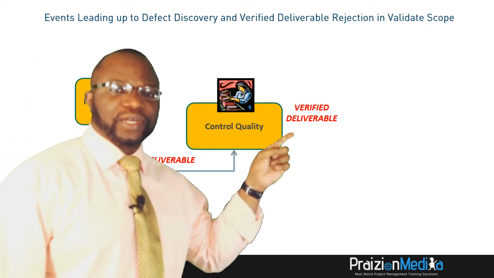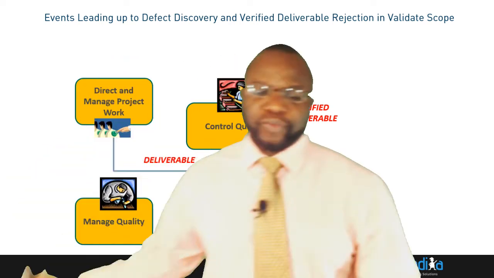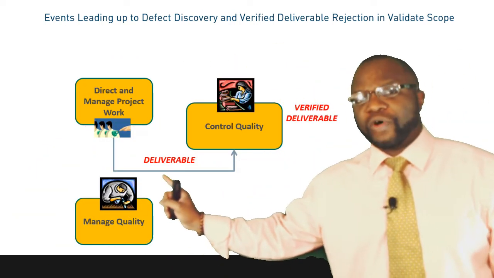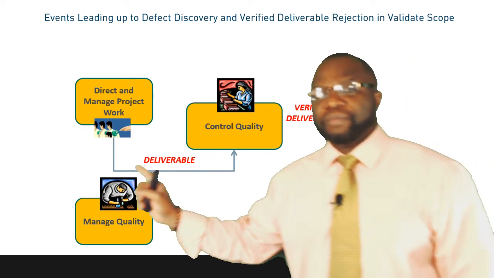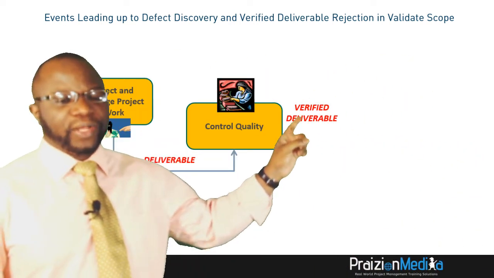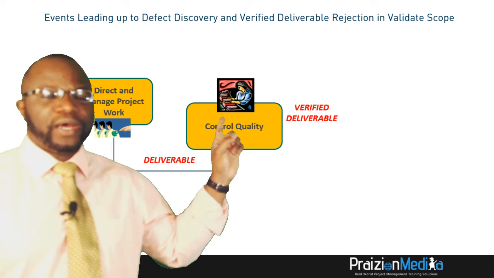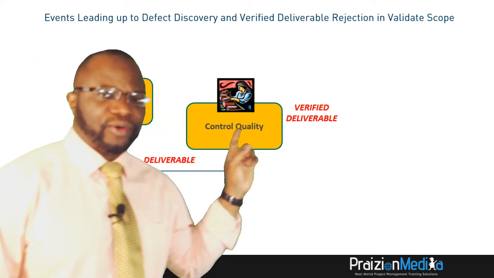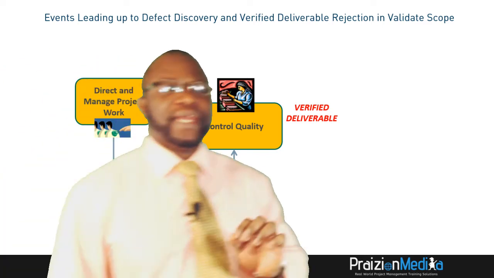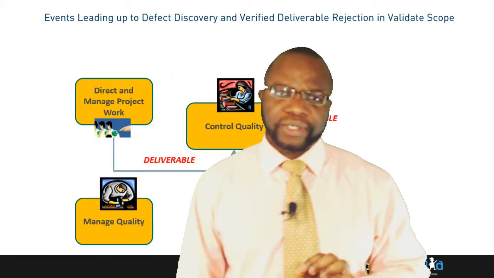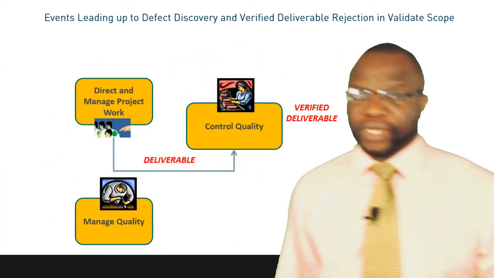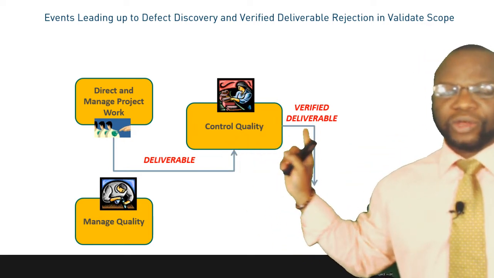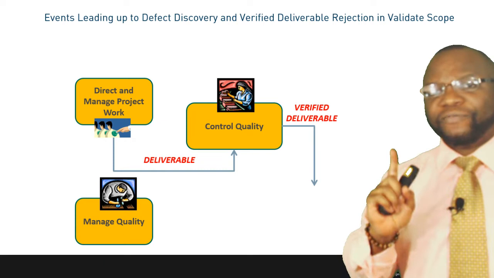It is going to go to the customer, but it signifies that we don't just have a deliverable anymore. A deliverable is the raw form of whatever you've done, unchecked. But when we say verified deliverable, it means it has gone through quality control. So we cannot say it is a verified deliverable until it's gone through quality control, okay? So we get a verified deliverable, and this then goes to the customer in validate scope.